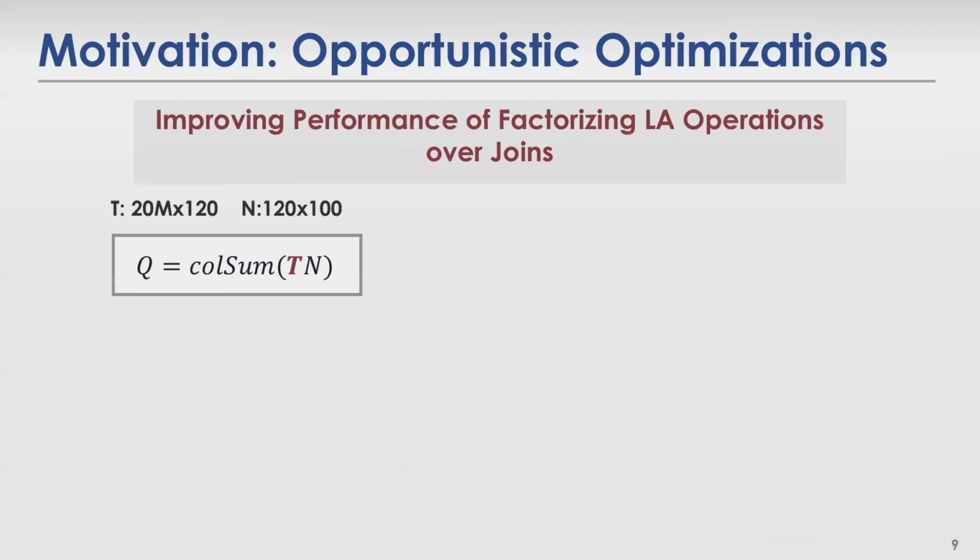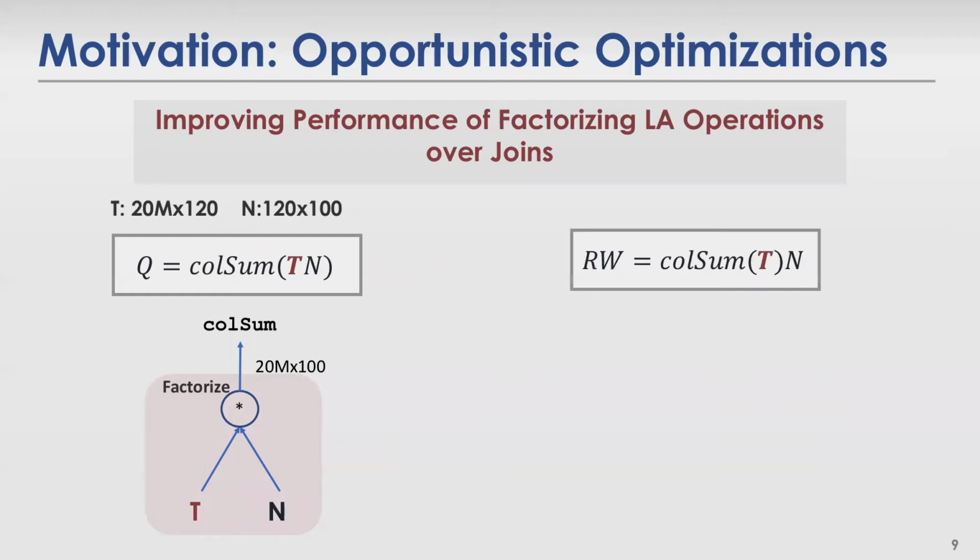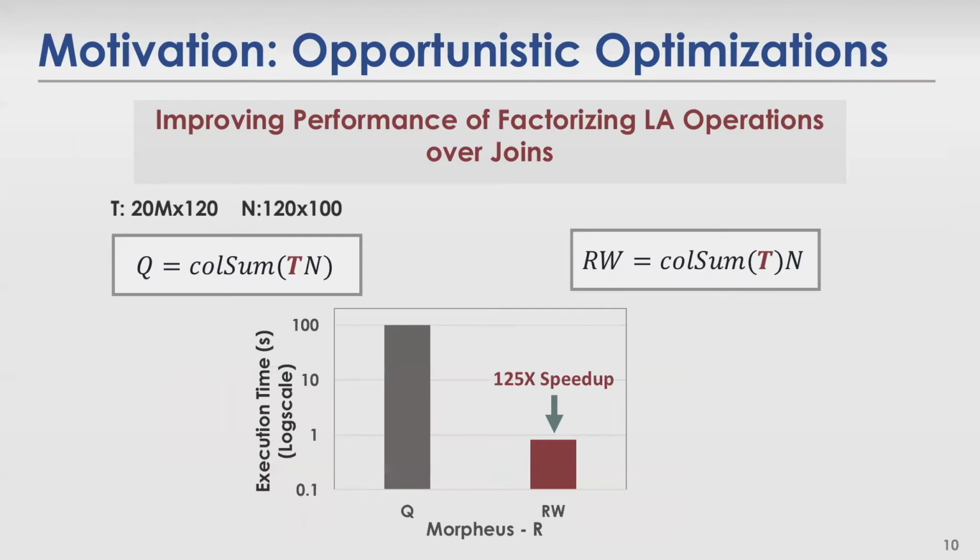For example, consider the column sums operation, which sums up the elements in each column in the resulting matrix T times N and returns a vector of these sums. In the direct evaluation of the pipeline, Morpheus factorizes T times N by utilizing its matrix multiplication factorization rewrite rule, where the intermediate result is a matrix of size 20 million rows and 100 columns. An alternative rewrite of the query, which is not discovered by Morpheus, is to apply the column sum on matrix T and multiply the result with N. This rewrite helps Morpheus to do better, since it enables significant reduction in the intermediate result size by enabling Morpheus to factorize column sum over matrix T. In this rewriting, the intermediate result is a vector of size 120. This rewriting achieves a 125x speedup.